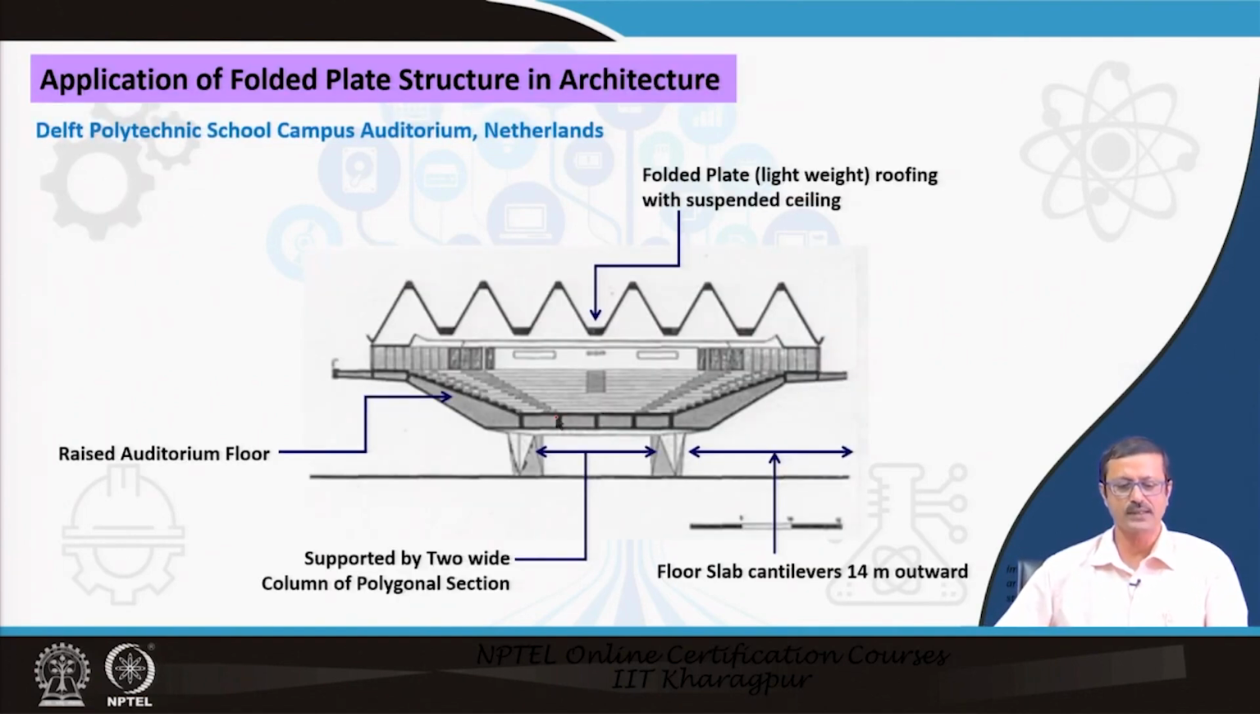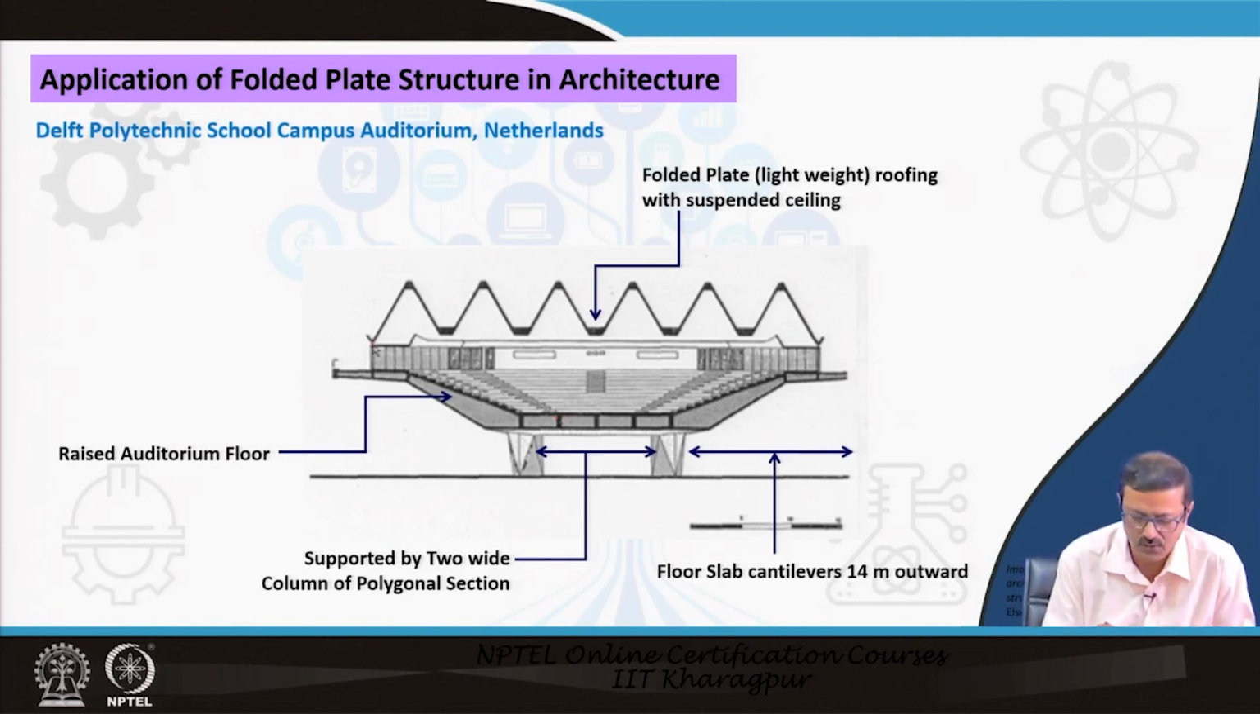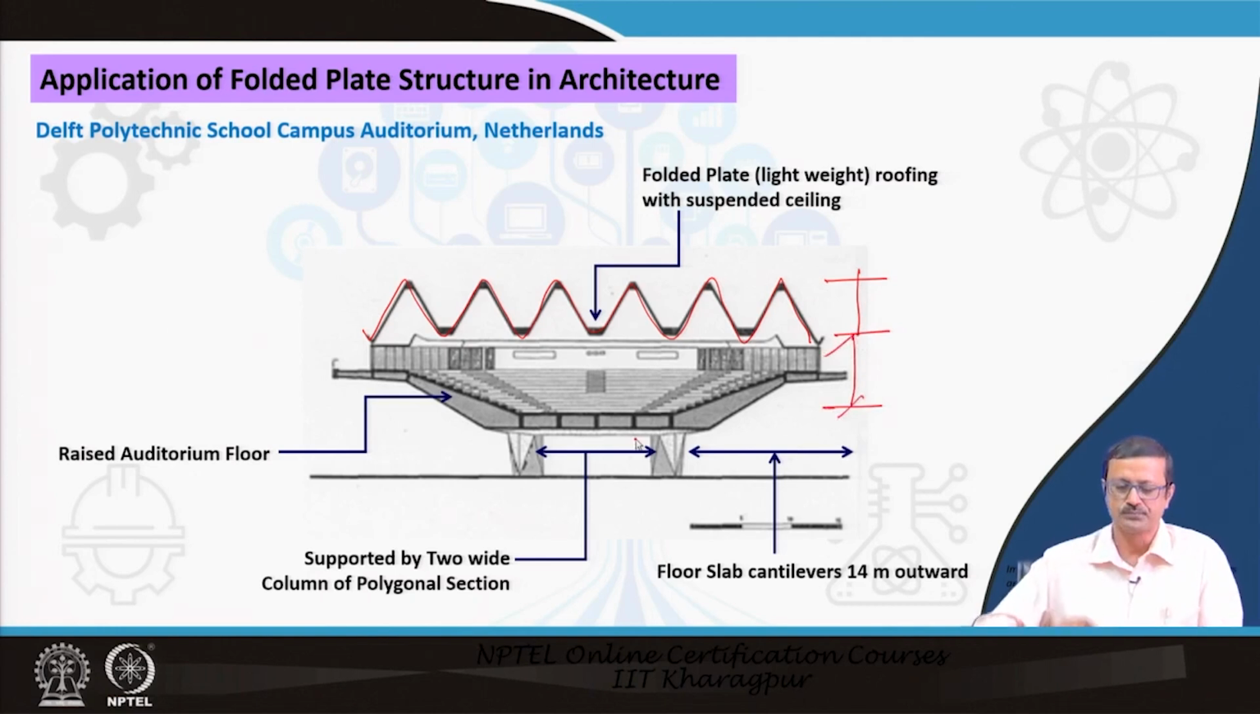This is the Delft Polytechnic in the Netherlands. If you see this particular section view, the interesting thing is that the roof is a typical folded plate, of very high thickness. This thickness is comparable to almost the sitting area, because it has to take a very large span, since you cannot have columns intermediately. Columns can be placed only in the peripheral area.